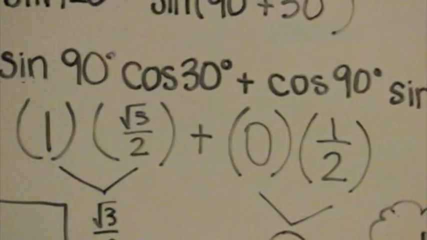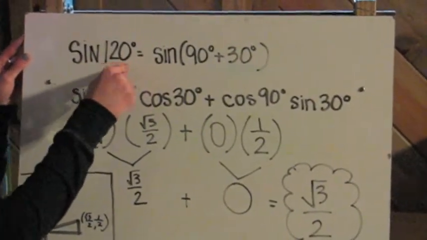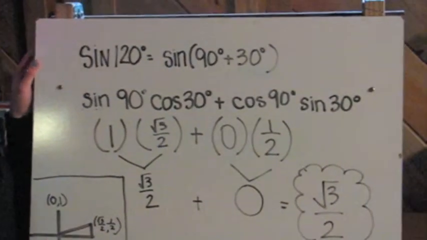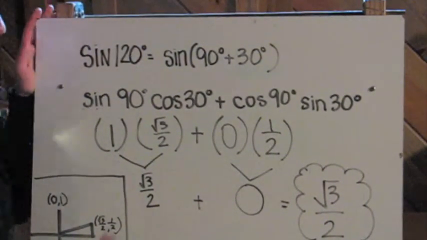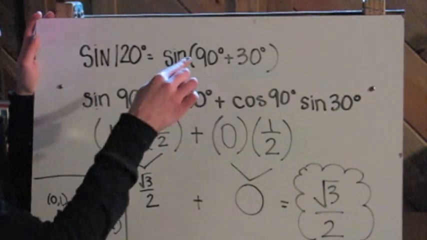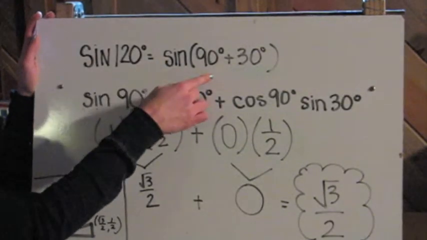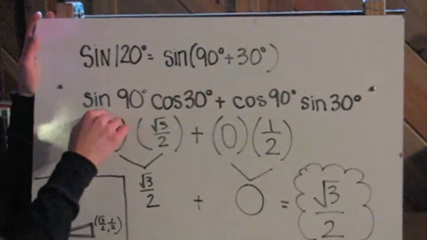Okay, so to solve sine of 120, 120 is not on the unit circle, so we use our sum or difference formula. In this case, we can add 90 and 30, which are on the unit circle, and they equal 120. Then you plug this into your sum or difference formula.